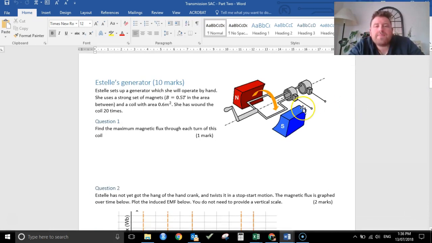Okay, question one. Question one was Estelle was setting up this generator and she was going to operate it by hand. And this information comes up a few times in the first 5 or 6 questions. That the magnetic field being generated by these magnets here is 0.5 Tesla. And the coil has an area of 0.6 meters squared. And she's wound the coil around 20 times. All right. So find the maximum magnetic flux through each turn of this coil.